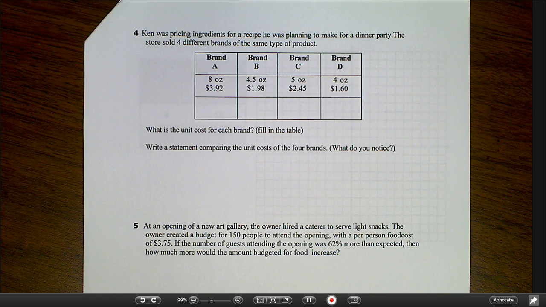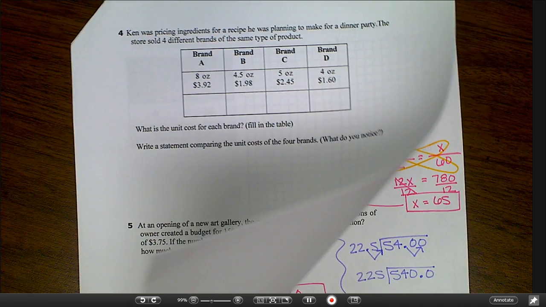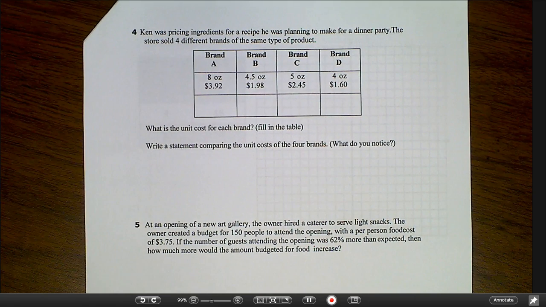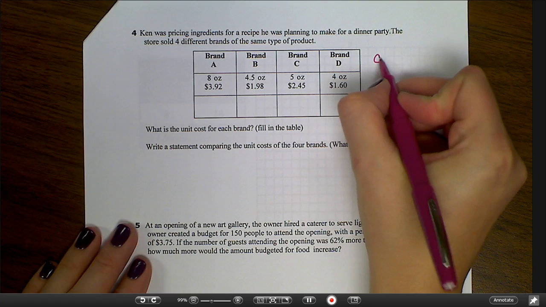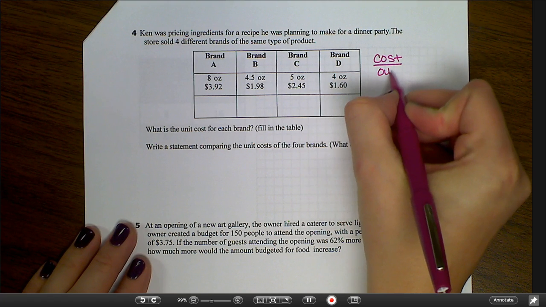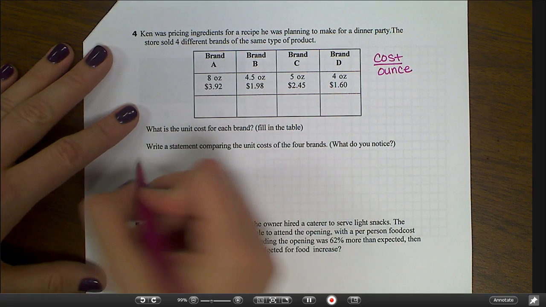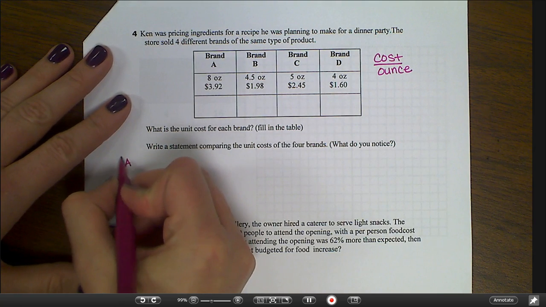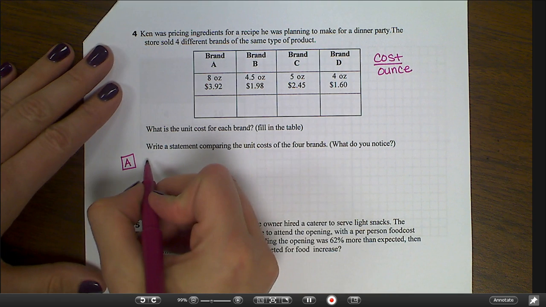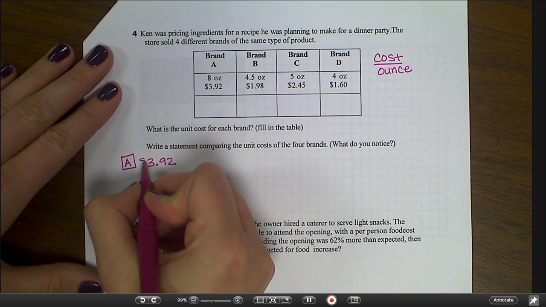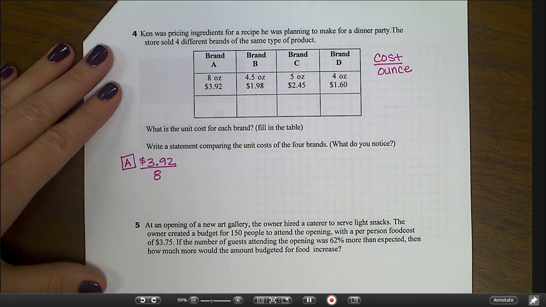So I know that to find unit rate, I can either set up a proportion like we did over on number 2, I think. Yep. Or we can just divide. So if I want to know, it makes more sense for me to say cost per ounce than to say ounces per cost. That doesn't make any sense. So cost per ounce is what we're looking for. So for brand A, we need to do $3.92 divided by 8 ounces.